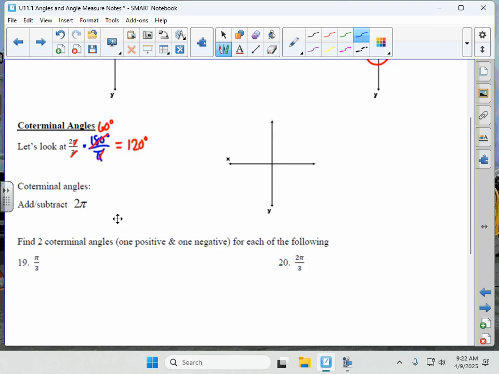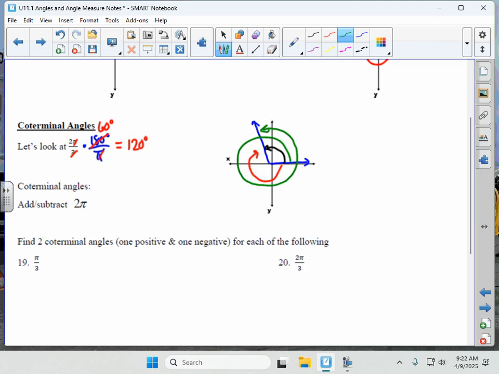If we graphed 120 degrees, it's in quadrant 2 here. It would look like this. So that's 2 pi over 3. And then if we want to find a coterminal angle, we can go in the negative direction side. That'll get us a negative angle. And then we could go in the positive direction side, more than one rotation. So we do these spirals to show more than one rotation.